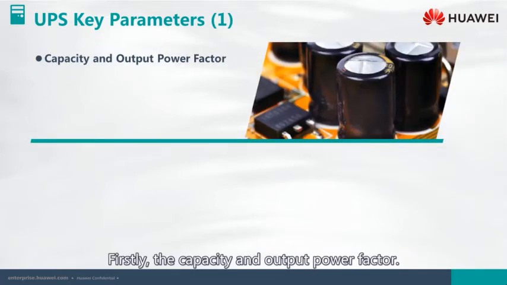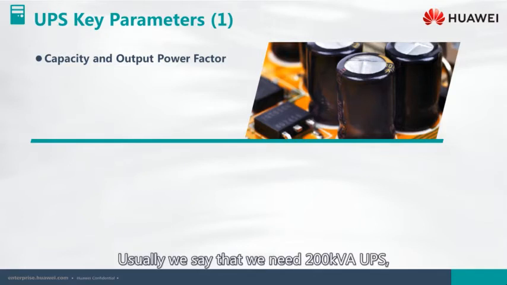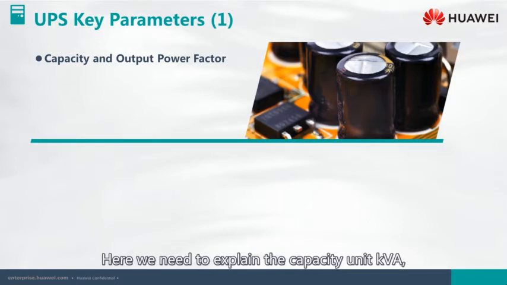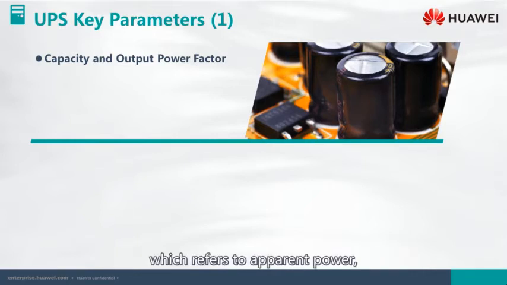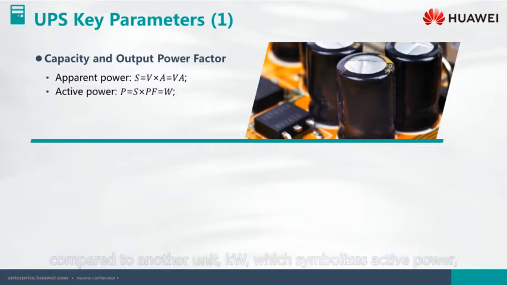Firstly, the capacity and output power factor. Usually, we say that we need a 200 kilovolt ampere UPS, which means that the UPS capacity is 200 kilovolt amperes. Here, we need to explain the capacity unit kilovolt amperes, which refers to apparent power, compared to another unit, kilowatt, which symbolizes active power. So what does that mean?